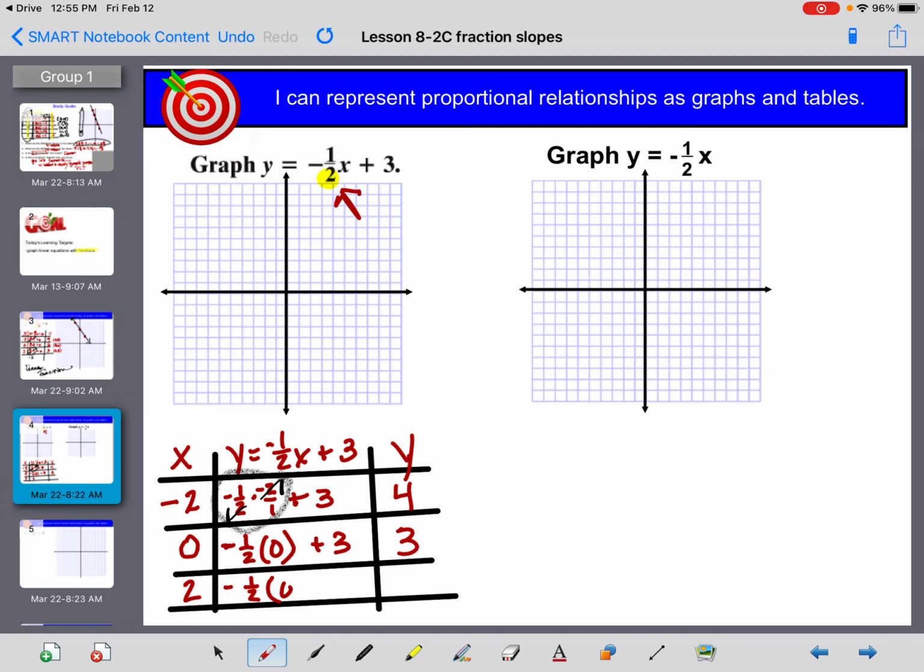Negative 1/2 times, oops, not 0. That one should be 2 times 2 over 1. This time, this crosses off and it equals negative 1 plus 3 is 2. Now I have my ordered pairs. Negative 2, 4, 0, 3, and 2, 2. Okay? Negative 2, 4, 0, 3, and 2, 2.